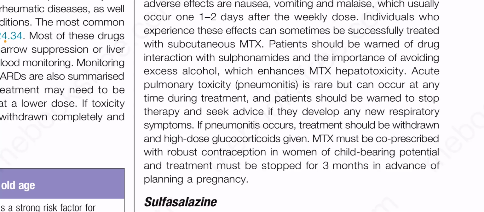Acute pulmonary toxicity, pneumonitis, is rare but can occur at any time during treatment, and patients should be warned to stop therapy and seek advice if they develop any new respiratory symptoms. If pneumonitis occurs, treatment should be withdrawn and high dose glucocorticoids given. MTX must be co-prescribed with robust contraception in women of childbearing potential, and treatment must be stopped for 3 months in advance of planning a pregnancy.